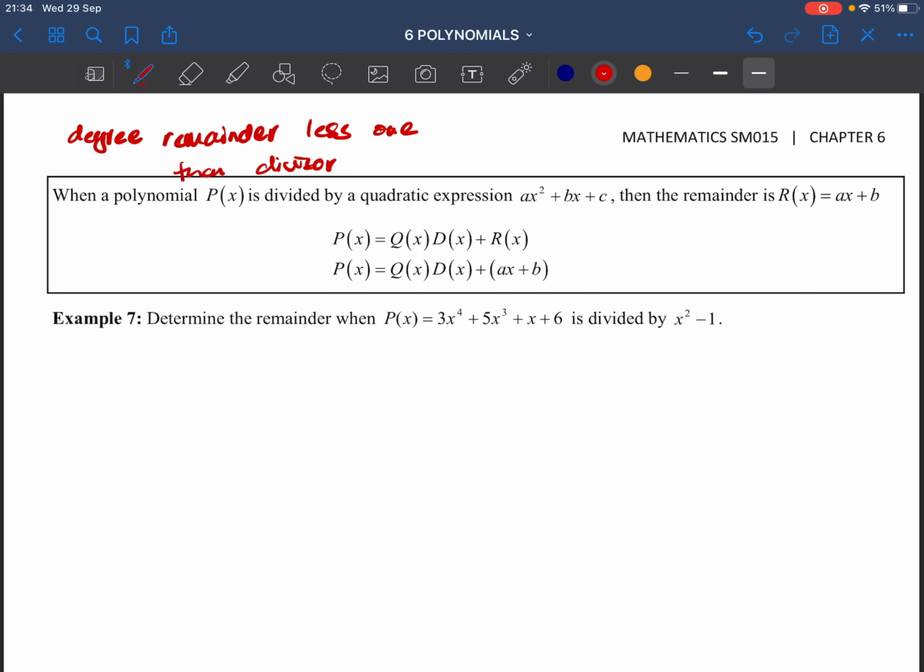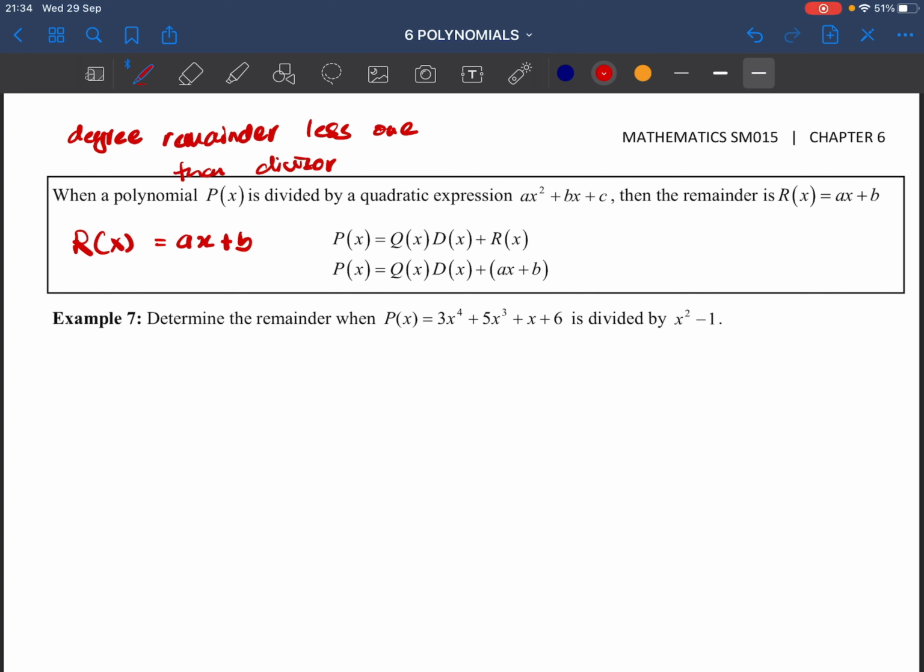Okay, as you can see when we do our long division. So that means if we have x equals to a, we have R(x) is equal to ax plus b. Okay, that's it.